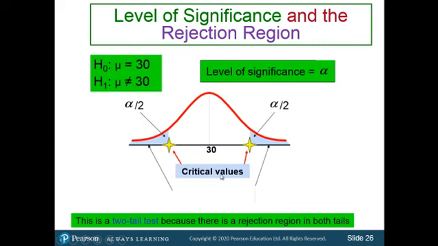And these are our critical values. To get these critical values, it depends on the alpha level. We can get the critical values from the appropriate table based on alpha divided by 2. In this case, maybe we can use the Z table. So these two areas represent the rejection area.